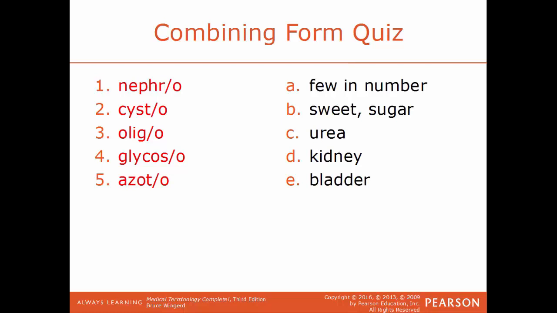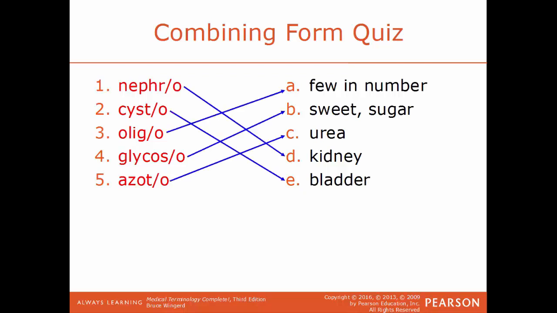Terms on the left, nephro, cysto, oligo, glycoso, and azoto. They will match with either few in number, sweet or sugar, urea, kidney, or bladder. Nephro goes to kidney. Cysto goes to bladder. Oligo goes to few in number. Glycoso, sweet or sugar. Azoto, urea. And here are all 5 of these terms correctly matched to their definition.